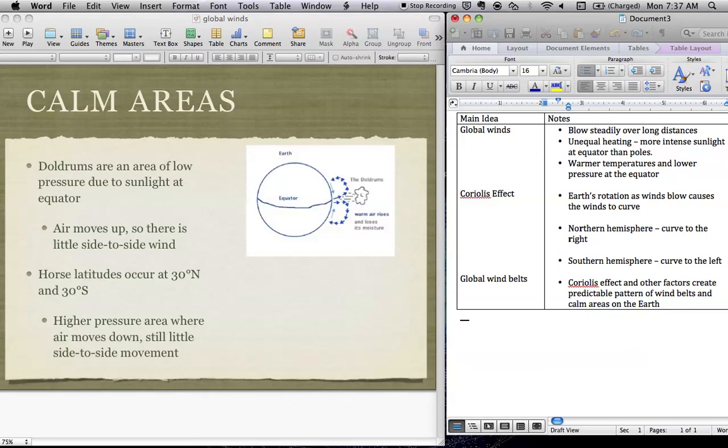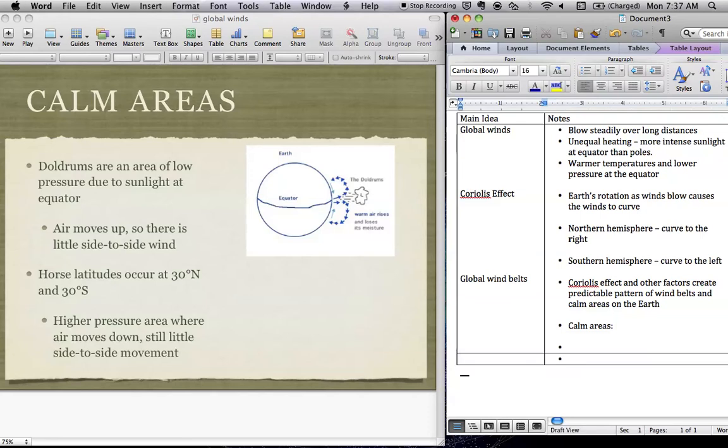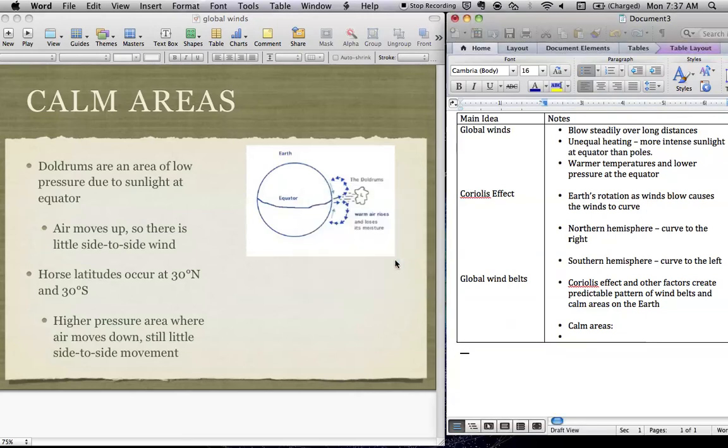All right, quickly we'll just look at the calm areas. So we have calm areas. We have the doldrums. Oops. That's not what I wanted to do. Sorry for the technical difficulties. All right, well, there we go. Delete, shift cells up. Fantastic.